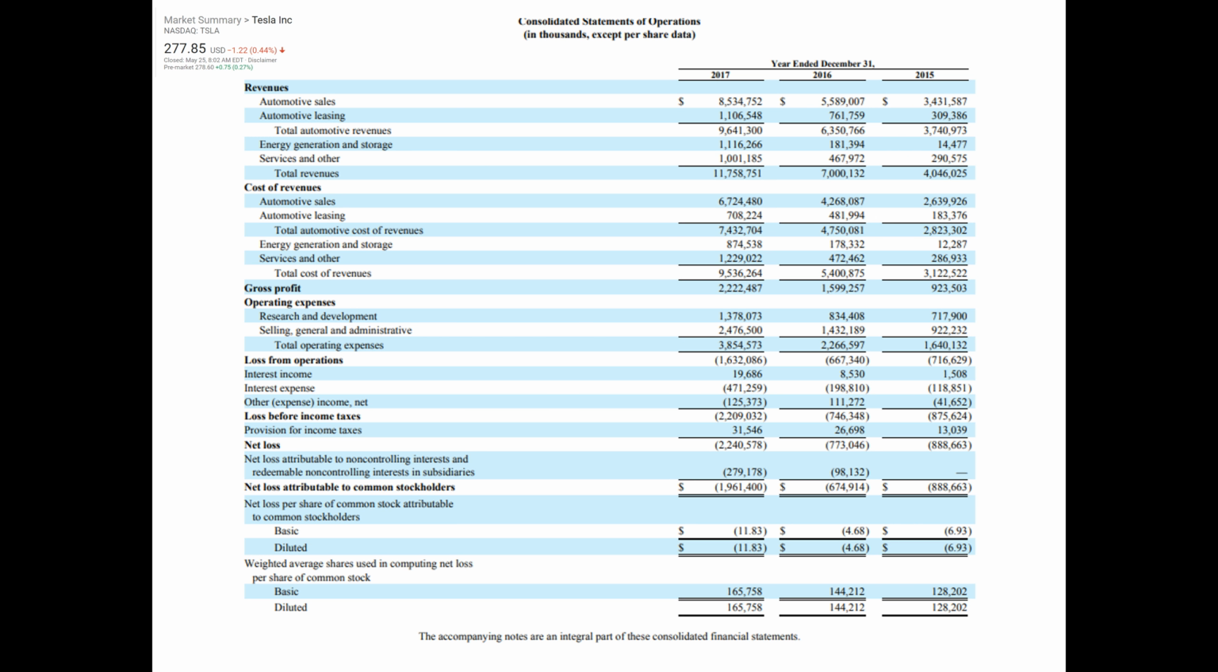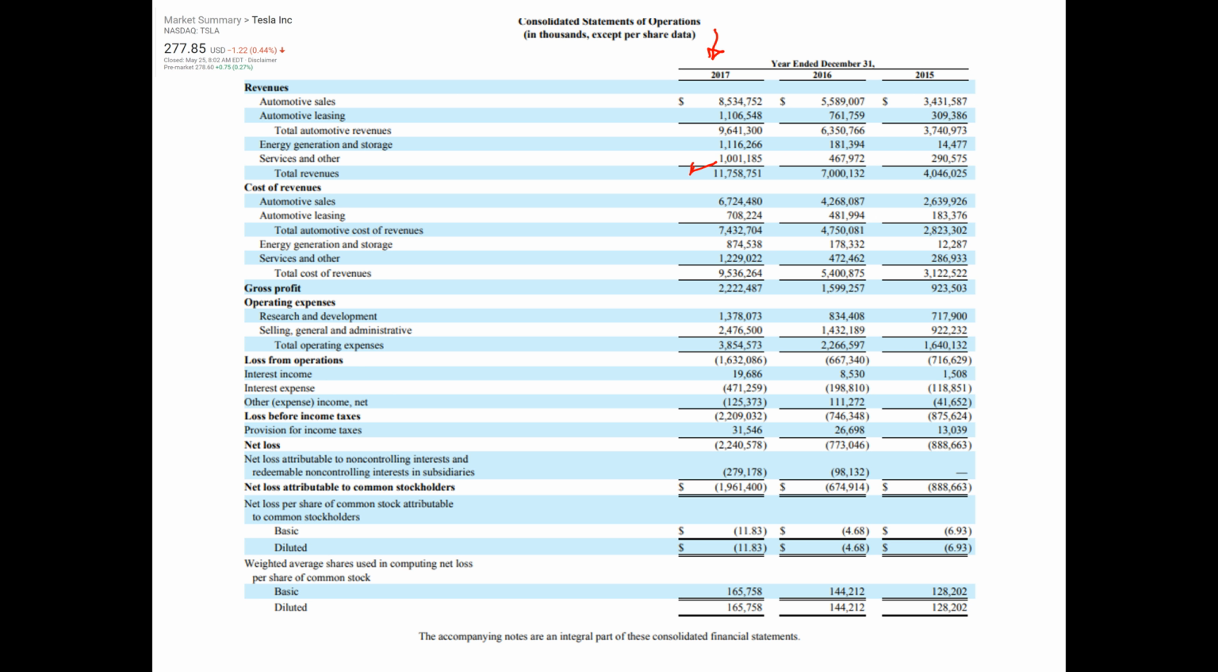So let's take a look at this for Tesla for 2017. Again, the most recent year currently published. So they sold a bunch of cars. And they sold some service for energy generation and storage. Their total revenue for 2017 was a shade under 12 billion US.